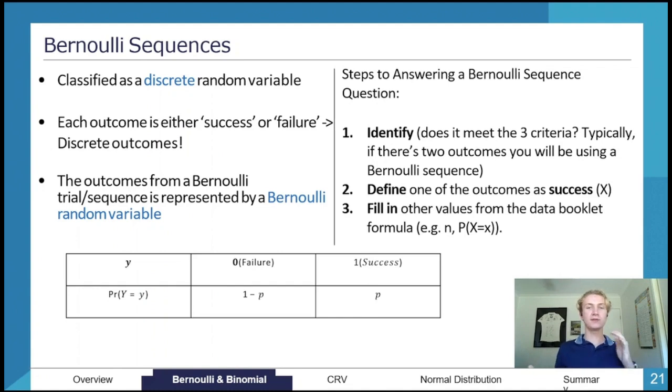So the outcomes from a Bernoulli trial and sequence can be represented by a Bernoulli random variable. We can set it up in a table like this. This is just a nice 2 by 2.